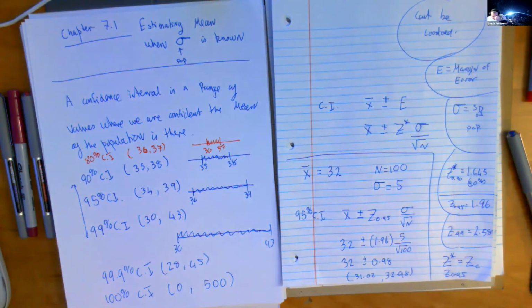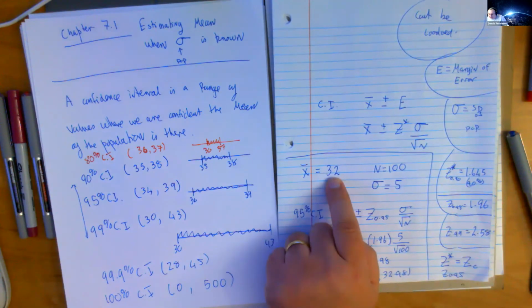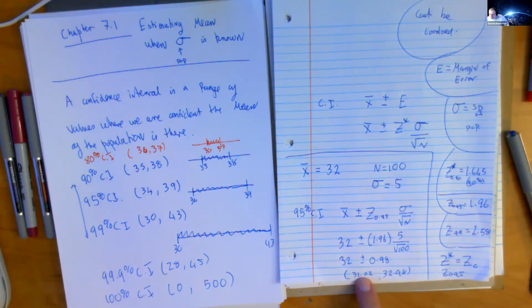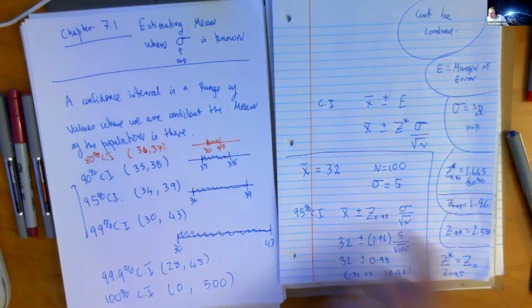Now, another thing that people tend to put is, if the sample mean happens to be, in this case, 32, a lot of people think that somehow means that 32 is more likely than 31.02 or 32.98, right? They think because it's in the middle, it's more likely to be 32 than it is to be 32.1. That's not the case. Every single number in this interval is just as likely to be the real answer as any other. That just happened to be one sample.